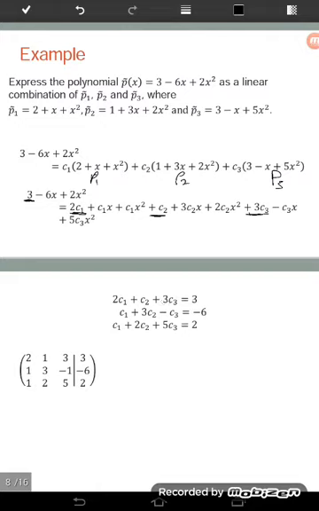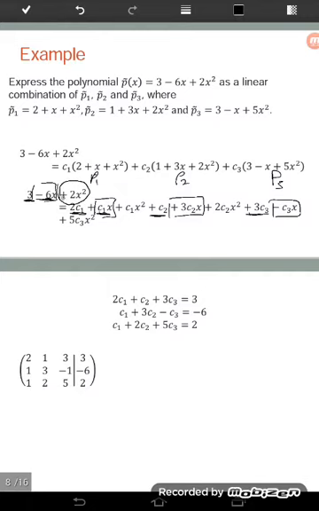And then next, coefficient of x. So here on the left side we have negative 6. And then the right side we have here C1, and then positive 3C2, and then next, negative C3. Okay, and then next, coefficient of x to the power of 2.